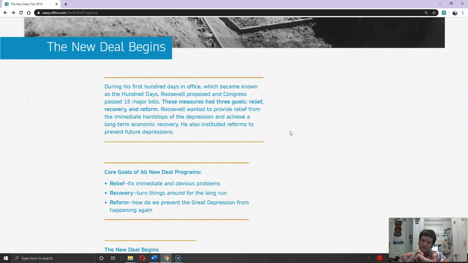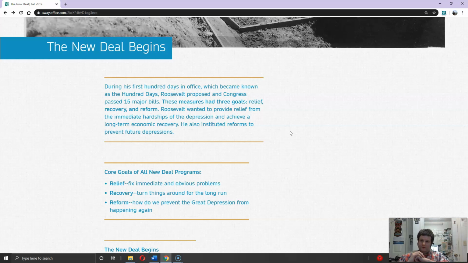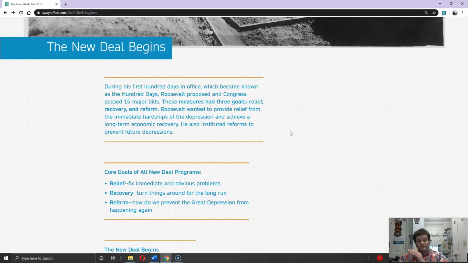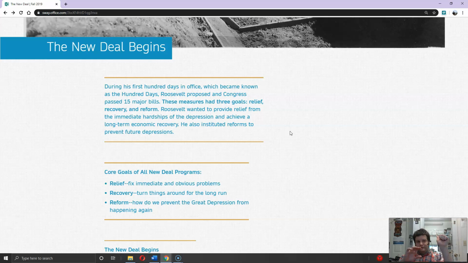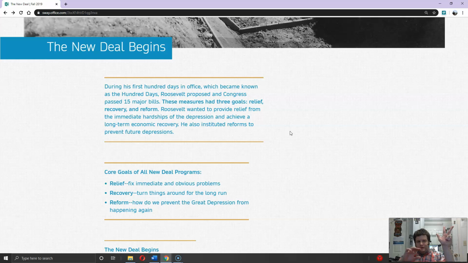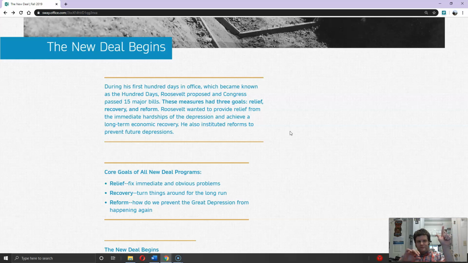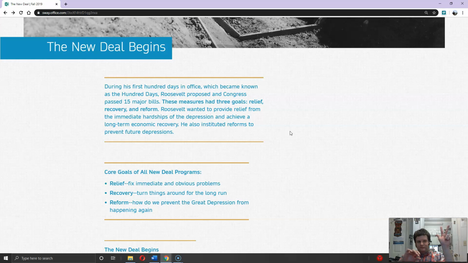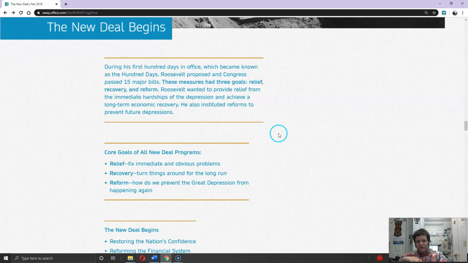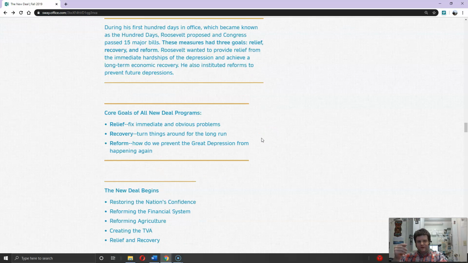The reform portion is probably the part that you're going to hear most about. You may not care about it now while you're young, but when you're older, there are a few things that play a big role, such as Social Security. But we'll talk about that in a second. So to sum that up: relief, recovery, and reform. Fix it now, fix it for the long run, make it so it never happens again. Everything that the New Deal does is a combination of one of these three.